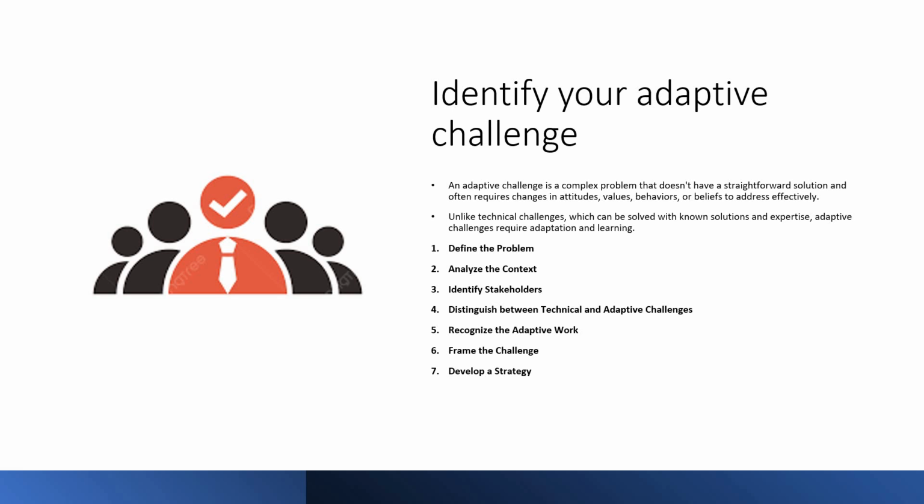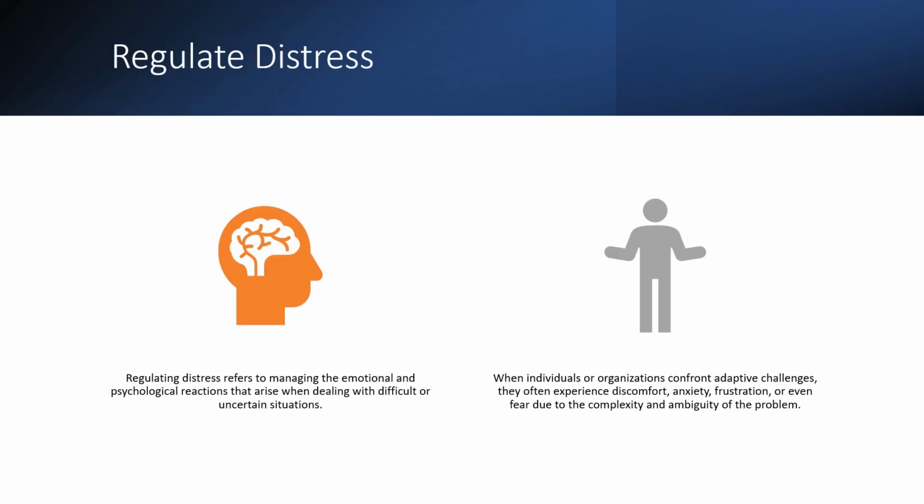Once you identify your adaptive challenge, you can begin to develop a strategy for addressing it. This may involve experimenting as well. New approaches could be tried. Engaging stakeholders is very important here. Building alliances should be done, and fostering a culture of learning and adaptation has to be done. So all this will be done by the leaders.